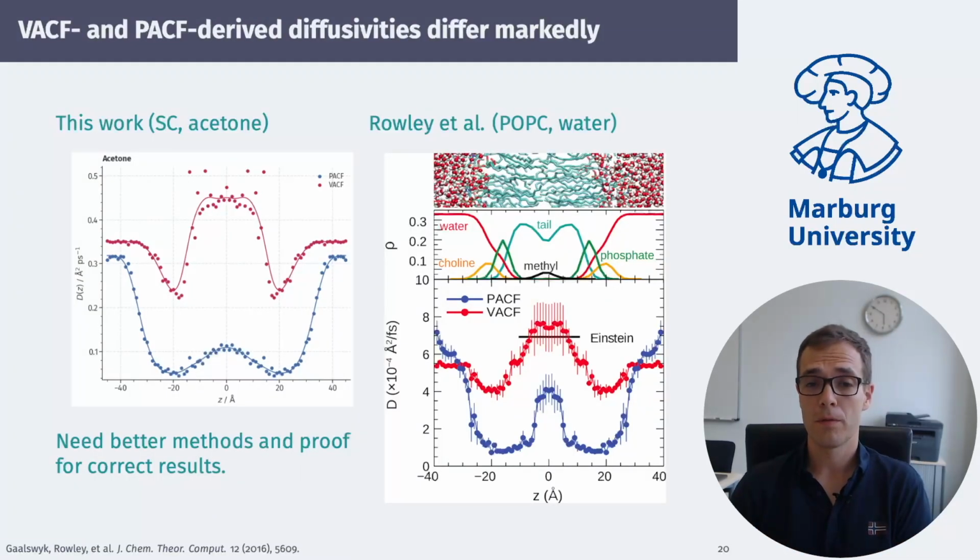So we weren't the first to recognize this. Actually, this has been recognized before by Rowley and co-workers for a different system. So this is POPC water, one of those conventional fluid-like lipid bilayers. And they found something very similar to what we do. If you compute a diffusivity profile with these two methods, then you get drastically different answers depending on which method you use, with a tendency for the PACF-based predictions to approach zero.